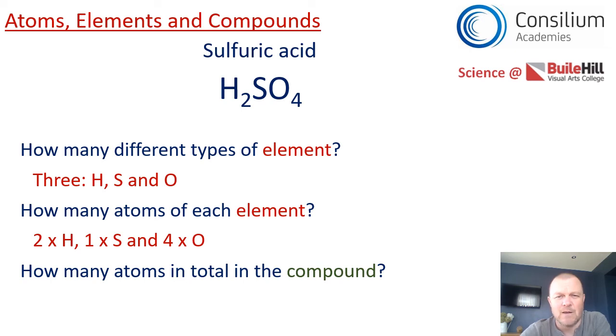There is no number after S, so therefore there is only 1 atom of sulfur. And in total, there are 7 atoms in that compound. We just add them together: 2 hydrogens, 1 sulfur, and 4 oxygens is 7 atoms in total. So well done if you got that right.